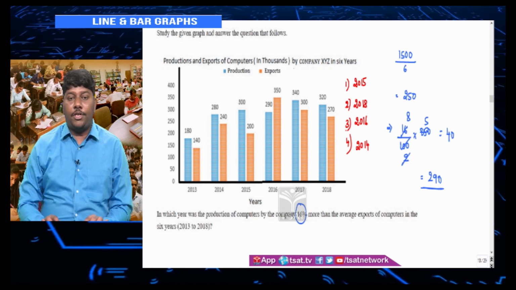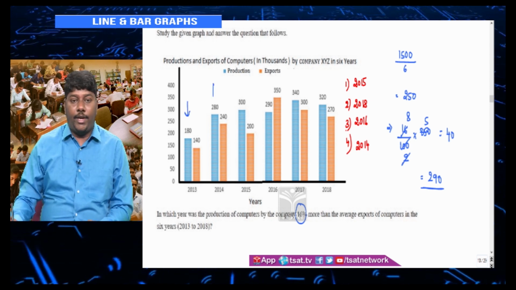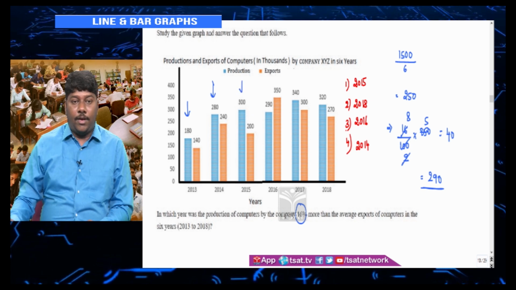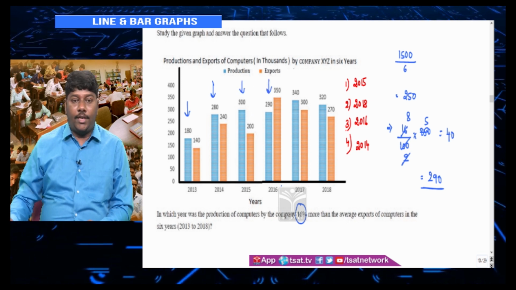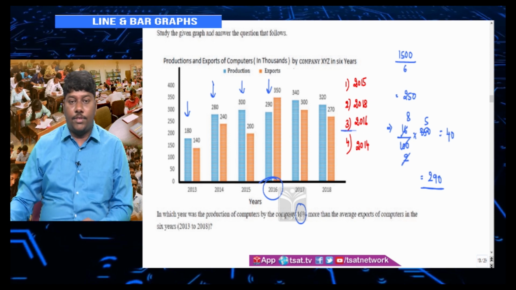I am asking you in which year the production is equal to 290. Look at this: this is 180, this is 280, this is 300, this is 290. So 290 is the production in the year 2016. So the answer is 2016.